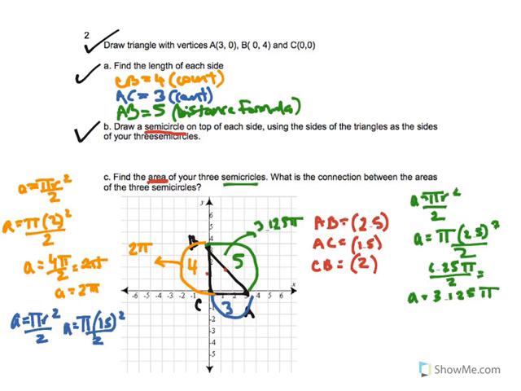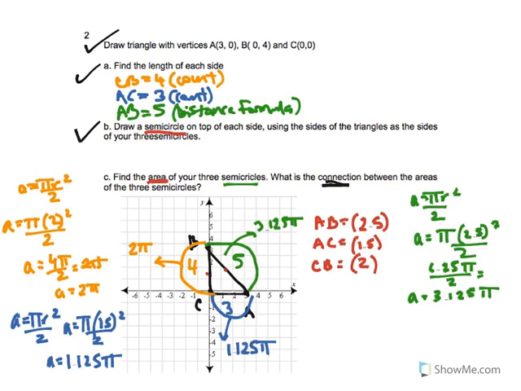1.5 squared gives me, and then I get area equals 1.125 pi. So the area of this semicircle here is 1.125 pi. So we need to find the connection between the areas of the 3 semicircles.